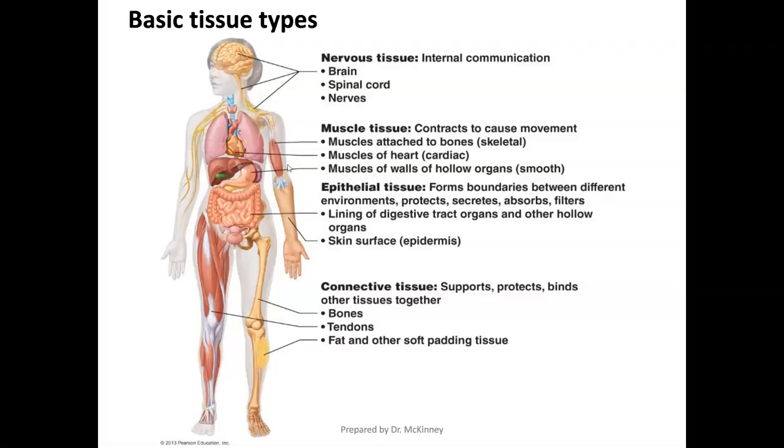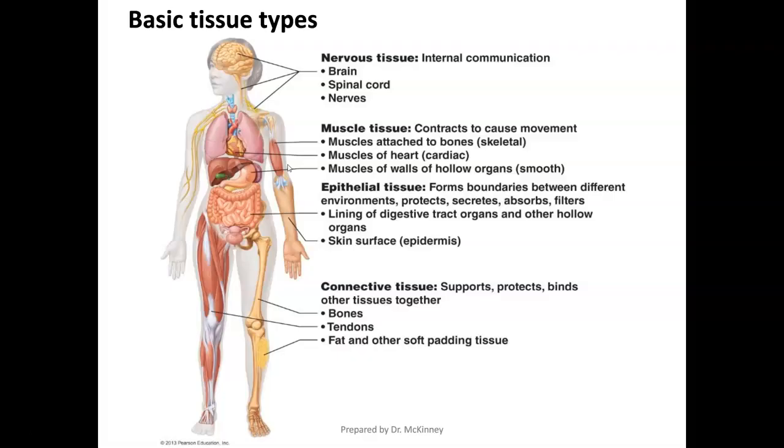Then we have muscle tissue. So we have 3 types of muscle tissue. Let me start at the top here. We have skeletal muscle, which is found in our skeletal muscles. We have cardiac muscle that's found in our hearts. And then we have smooth muscle that's found in the walls of hollow organs like our urinary bladder or our stomach. Then epithelial tissue. Epithelial tissue is found throughout the body in various places.